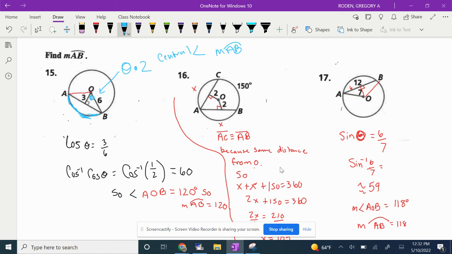So what I did is, it looked like I know that I have a 3 right here. Let me do this in green. This 3, and that's adjacent. That's the adjacent side of the theta. And then I know I have the hypotenuse right here.